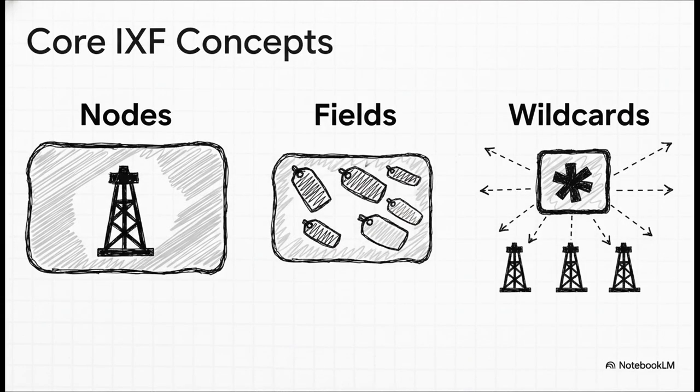The entire language really just boils down to these 3 concepts. So in that last example we just saw, the well was the node. That's the object we're defining. The type was the field. That's its property. And that little asterisk was the wildcard that let us apply that rule to all our producer wells in one go. That's really the core logic.